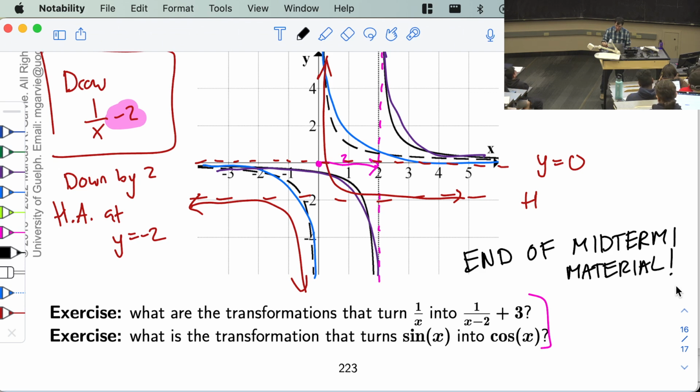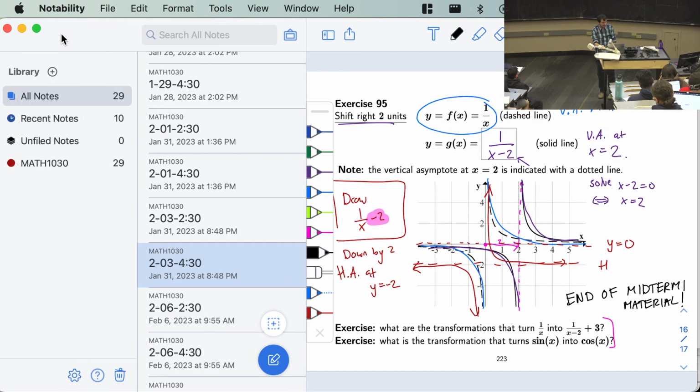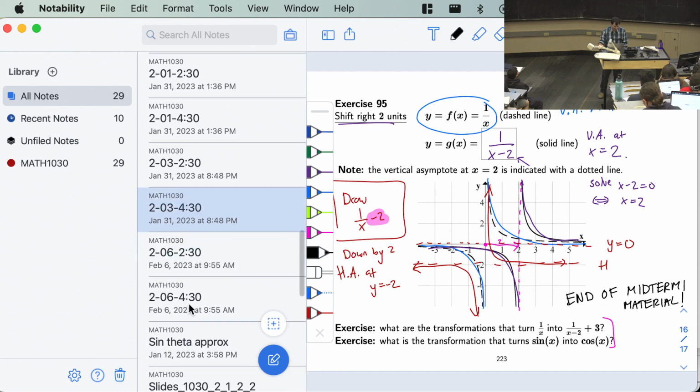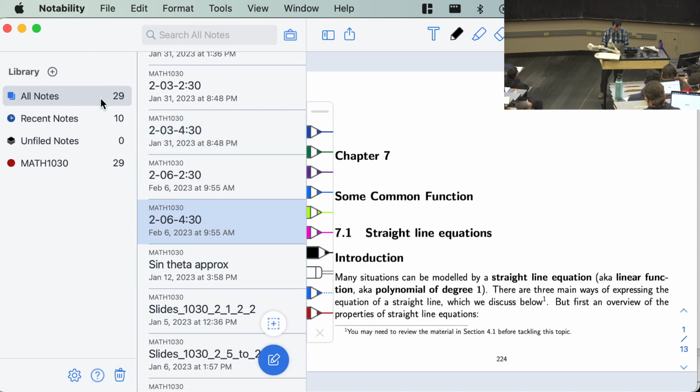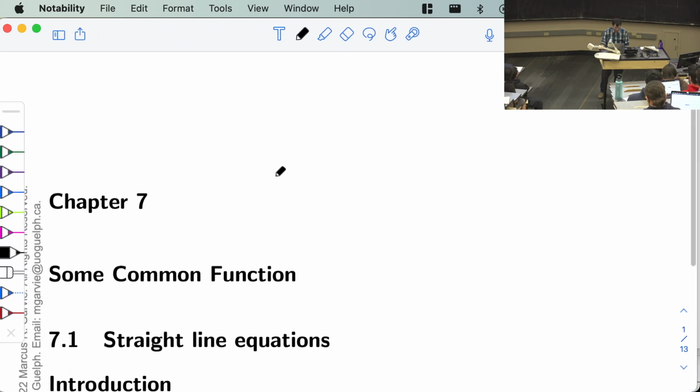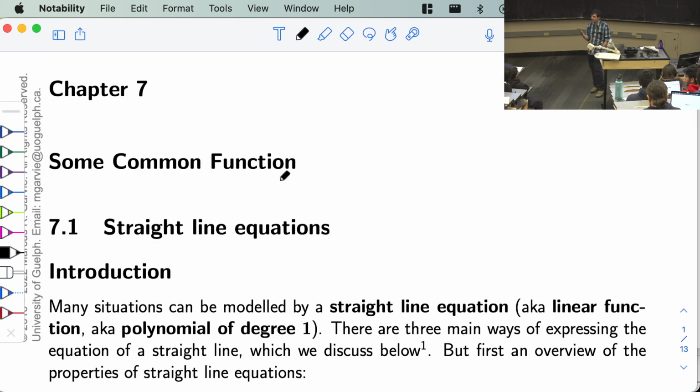Okay. So for the rest of the class, we're going to start chapter 7, which again, like I said, will be on midterm 2, not midterm 1. And chapter 7 is all about some common functions. So chapter 6 was about functions in general, like what happens in general when you add two functions, when you multiply two functions. And now we're being specific. So some specific functions that are common. I will say it out loud and not write it.